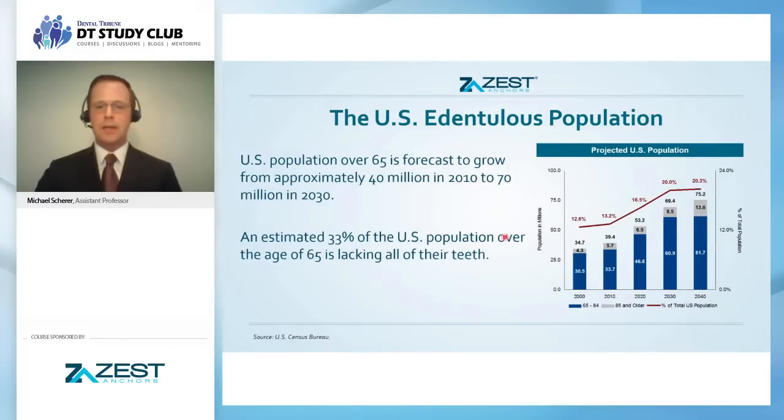We know that we're going to be into the baby boom generation, that you're going to get an explosion of patients in this population age group that could best utilize any sort of implant overdenture prosthesis, because really an estimated 33% of the US population over the age of 65 is lacking all of their teeth. And this accelerated growth is happening right now if you look at where we approximately are right now.